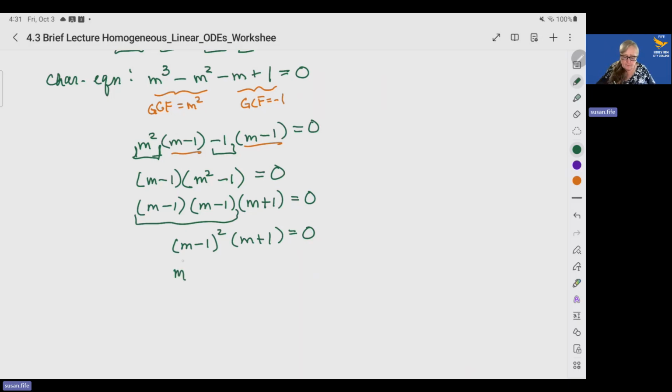I get, from this first factor, m equals 1, multiplicity 2, because it shows up to a power of 2. So here we have repeated solutions. And then from the second factor, we get m equals -1, multiplicity 1. We don't really have to write that.